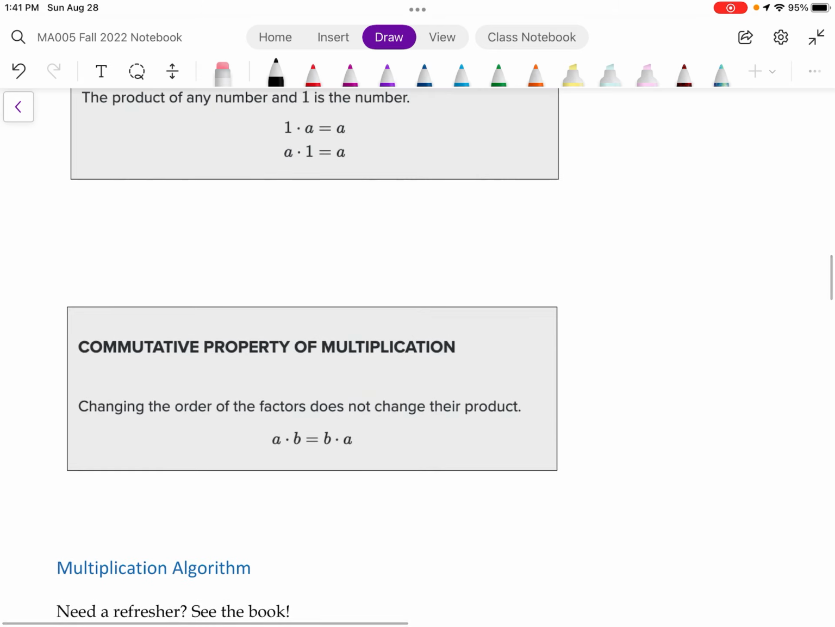The commutative property is just like addition. You can do it in any order. So 1 times 2 or 2 times 1, they both equal 2.